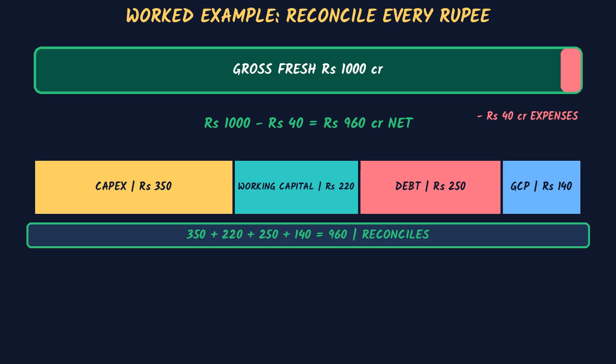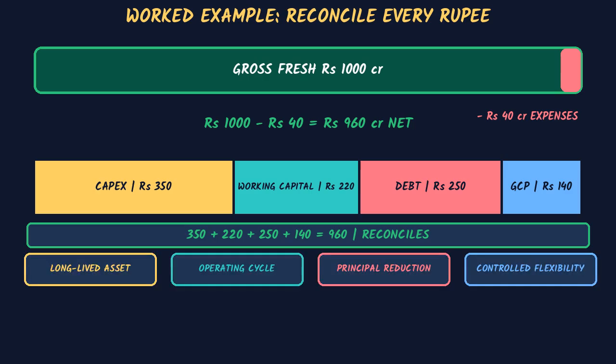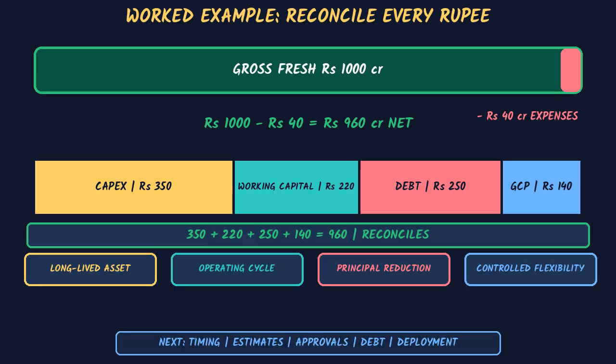Each label still has a different meaning: long-lived assets, the operating cycle, principal reduction, and controlled flexibility. The trap is allocating the full gross amount, 1,000 crore rupees, after also deducting issue expenses of 40 crore rupees. That double counts money outside net proceeds. Diligence continues with timing, estimates, approvals, debt details, and deployment disclosures.